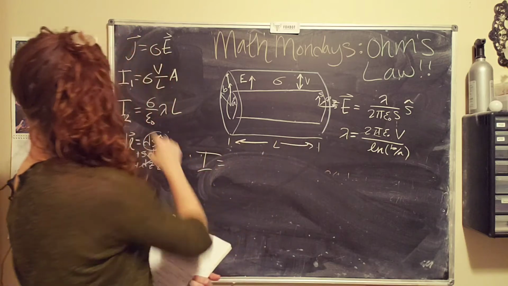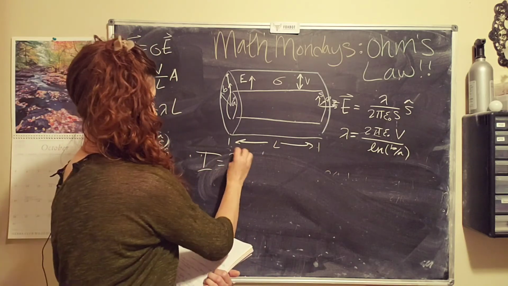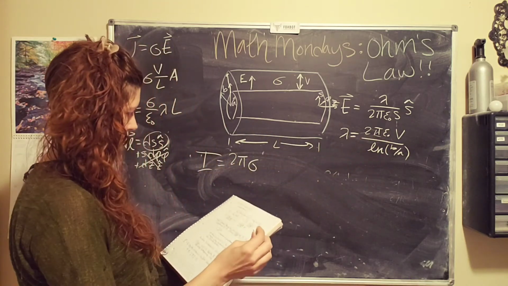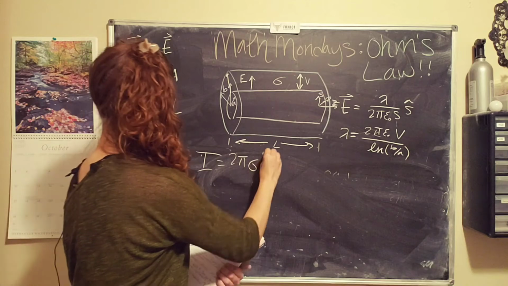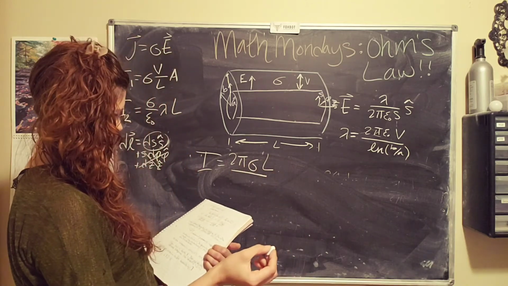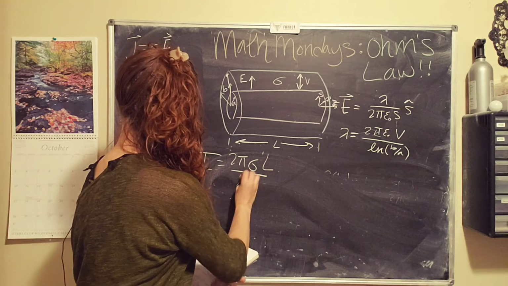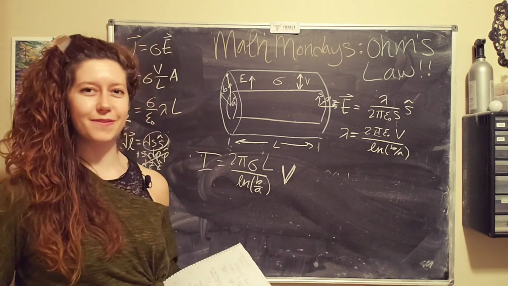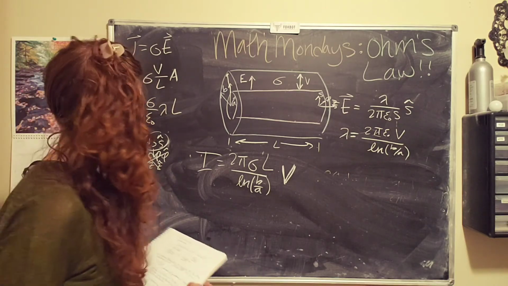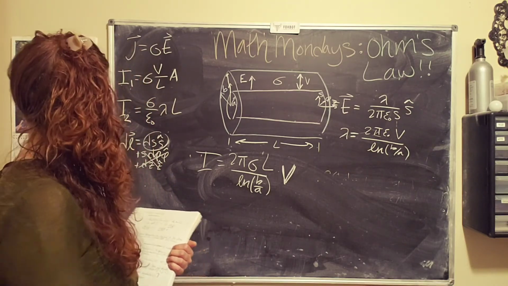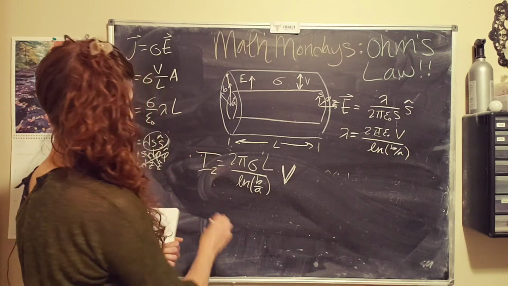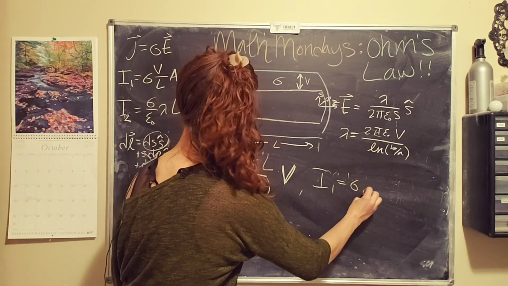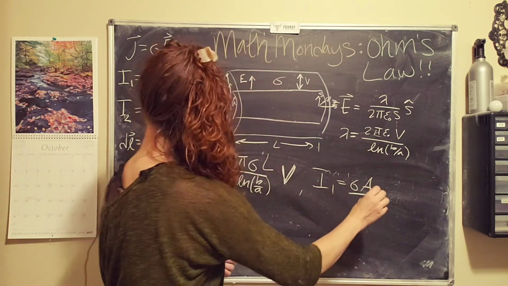We can plug this back in for the current, and we get 2 pi sigma. Epsilon cancels. We have an L, and on the bottom we have ln of B over A times the potential difference, or the voltage. Cool. Now this is I2, and we have I1 equals sigma. I'm going to rewrite it, and we'll see why in a sec.